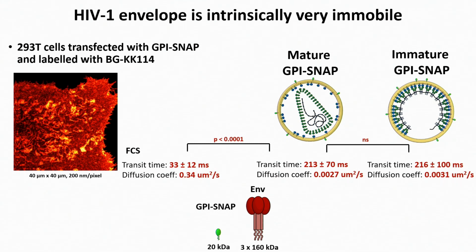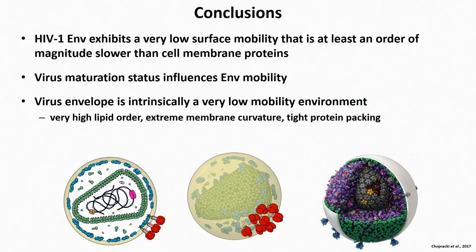So this told us a lot about how the HIV environment is completely different to what you expect on a cell surface, for example. The conclusions from this study are that HIV has a very low surface mobility, at least an order of magnitude lower than on cell membranes, and that virus maturation influences Env mobility. But the bottom line was that HIV is an incredibly low-mobility environment for surface molecules like Env, and this applies to other molecules that also hitch a ride on the surface of the virus. But I guess this is understandable because normally when we look at the cartoons of HIV, we think, oh look, there are just some molecules and it all looks fairly empty on the inside.